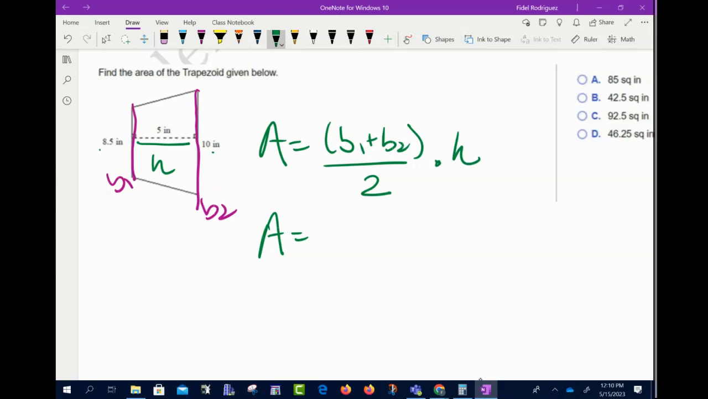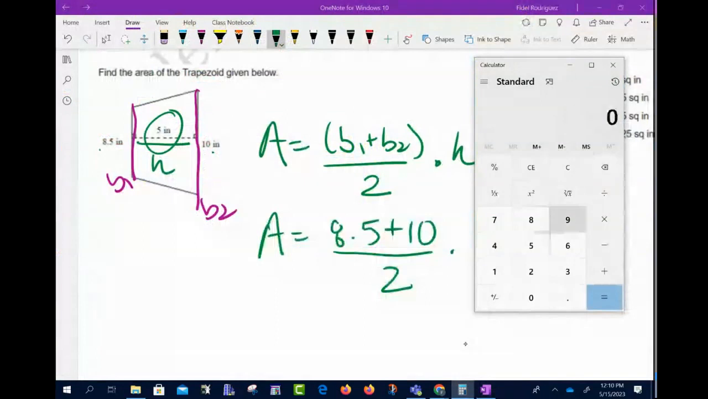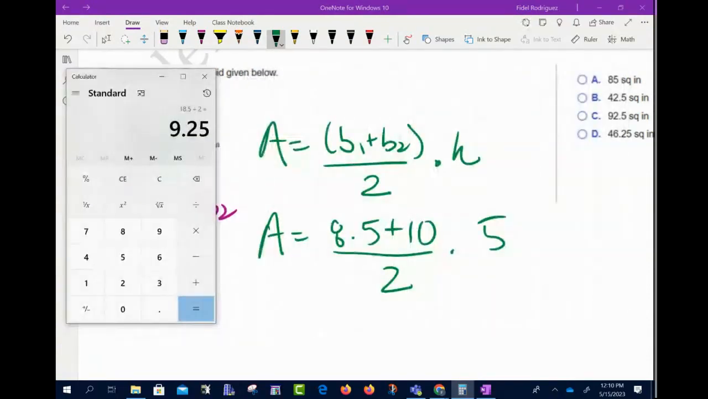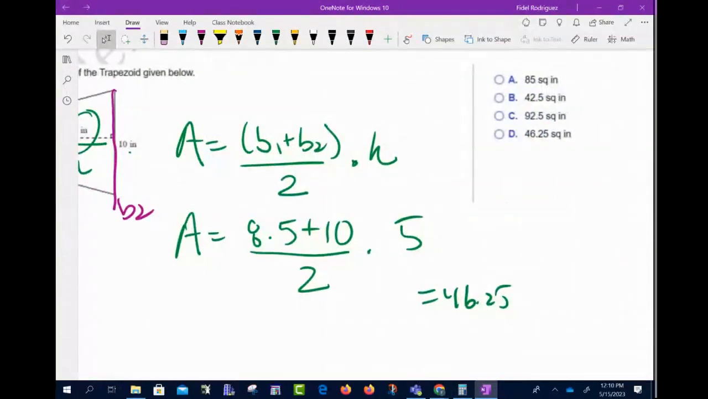So look, we're going to take our numbers, 8.5 plus 10 divided by 2 times what number here? 5. Okay, let's take our calculator. Let's figure out what's 8.5 plus 10, 18.5. Let's divide that by 2. And then we're going to multiply it by what number in this case? By 5. 46.25. Is that one of my answers? D, right?